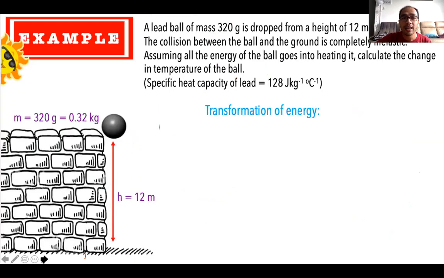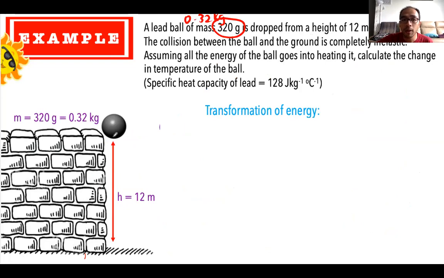Okay, sorry. Last question. A lead ball of mass 320 grams. Okay, guys, see 320 grams. Let's immediately change this: 0.32 kilograms. Nothing to think about. Just immediately change it. Dropped from a height of 12 meters.